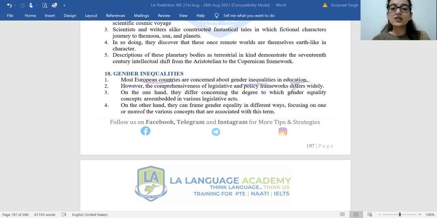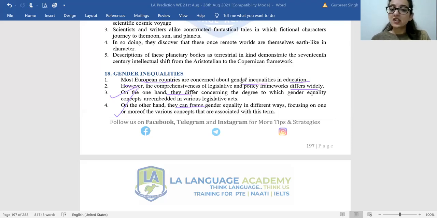What is important here is not understanding what the comprehensiveness of legislative and policy frameworks is. No, what is important is differs widely. Something differs widely. And what are the differences? On one hand, they differ on this. On the other hand, they do this and this. You don't even need to read what they're doing, because if you know what things are being talked about, you can put them together because there's no other sentence given.